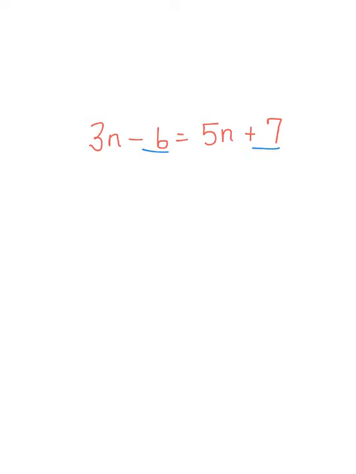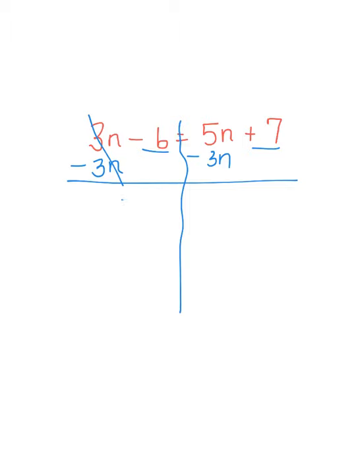I could move the 5n by subtracting it from both sides. But if I do that, I'm going to end up with a negative number. If I subtract the 3n from both sides, now I end up with 3n's gone, minus 6 equals, and I have a positive 2n. So it's your choice, but the goal is to think ahead and do this smartly.